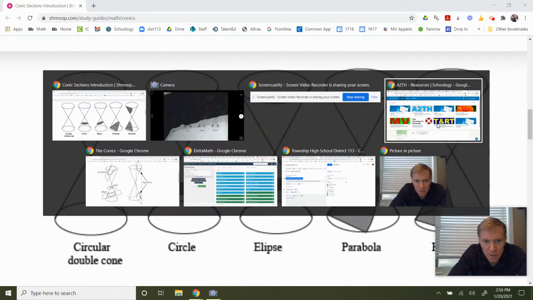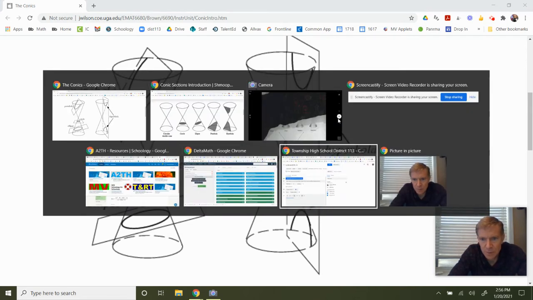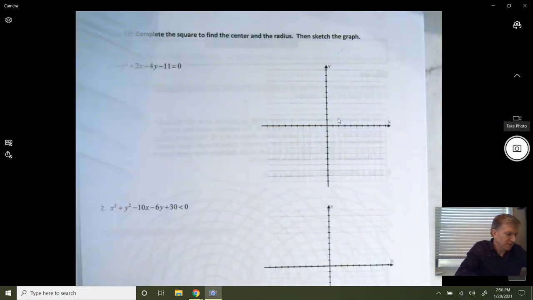Okay, there's another one here that shows the actual planes. So a horizontal plane with the cone, circle, and a slant, you get an ellipse. There you get your parabola and your hyperbola. Oops. Okay, so let's go to the next page.